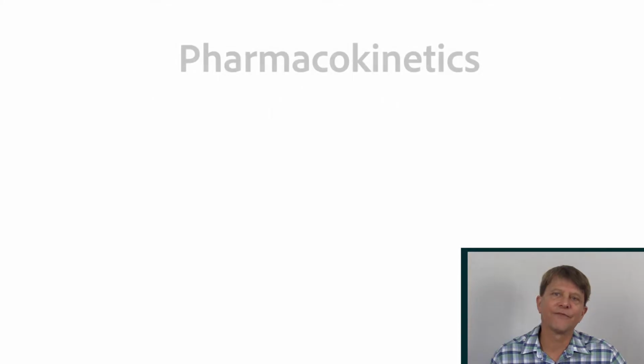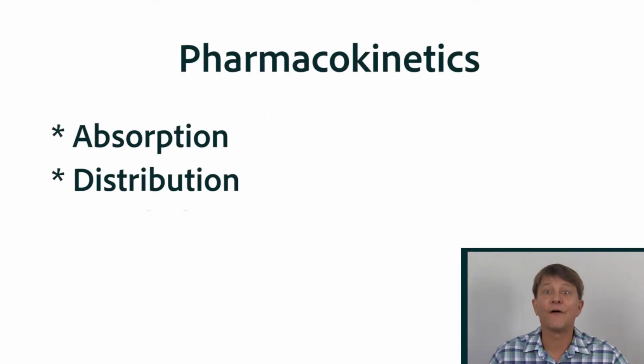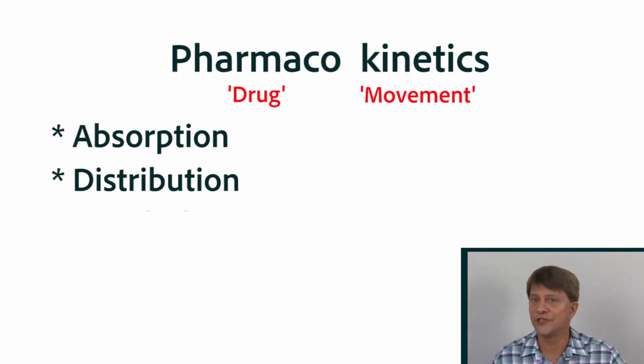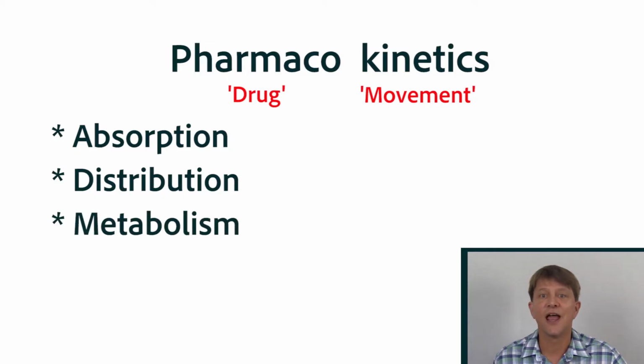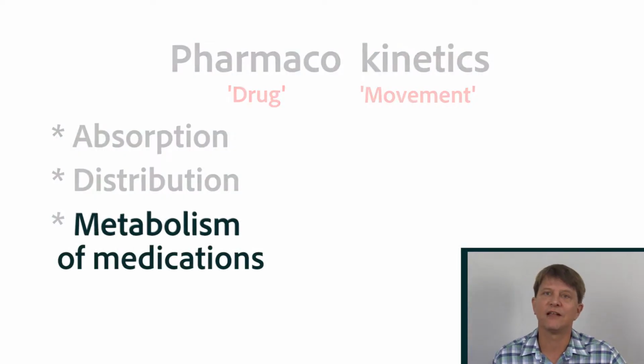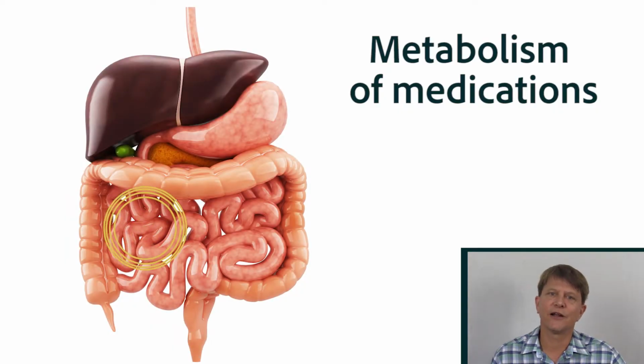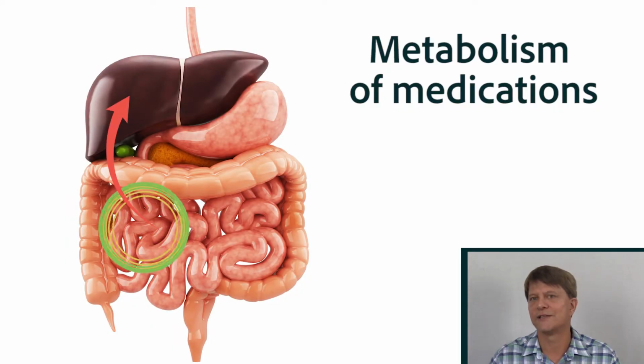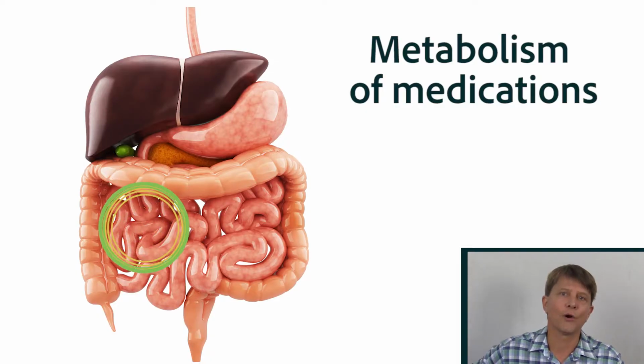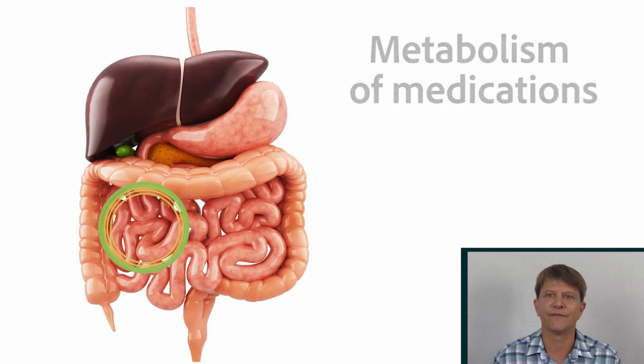We've just taken a look at the first two processes of pharmacokinetics, the absorption and distribution of medications, and right now we're going to be taking a look at the metabolism of drugs. As we concluded our last lesson, our orally administered medication had been absorbed into the hepatic portal venous system on the way to the liver.